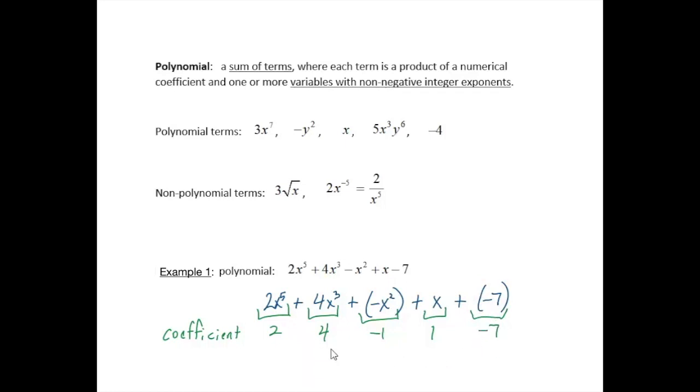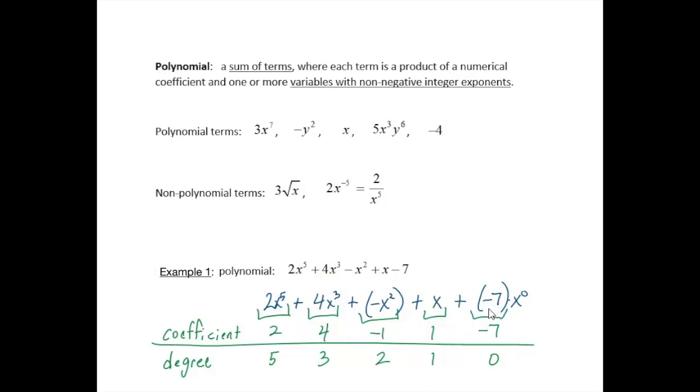Each term also has a degree, which is equal to the exponent on the variable, or if there's more than one variable, it's the sum of the exponents. So the first term has a degree of 5, the second term has a degree of 3, the third term has a degree of 2, this fourth term has a degree of 1. So when we don't see an exponent, the exponent's equal to 1, just like when we don't see a coefficient, the coefficient is equal to 1. 1 times x to the 1 power is equal to x. And the constant term always has a degree of 0.